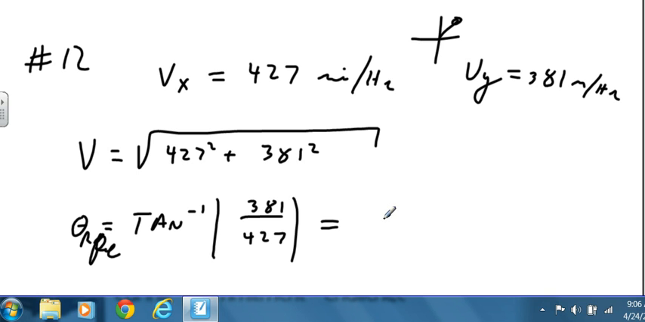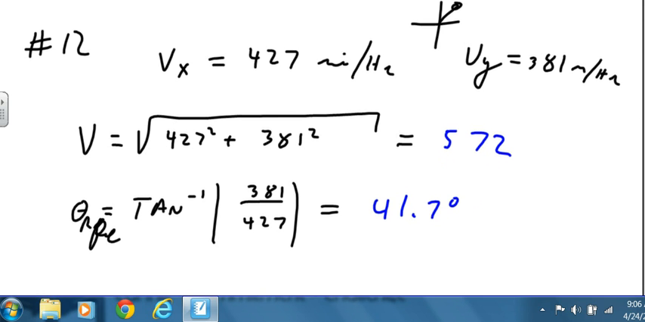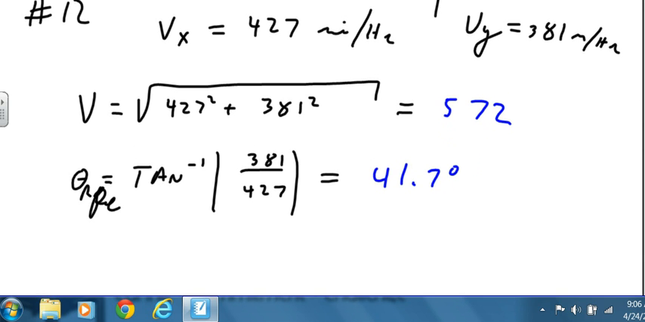All right, now I'm ready to go, and I say square root of 427 squared plus 381 squared, close parentheses, and I find my magnitude is 572, and I go arctangent of 381 divided by 427, and I end up with 41.7 degrees.